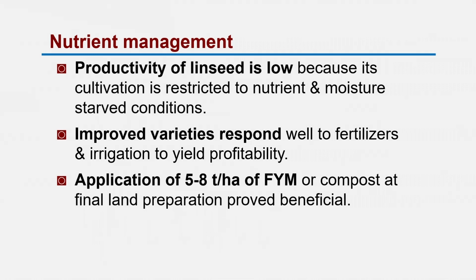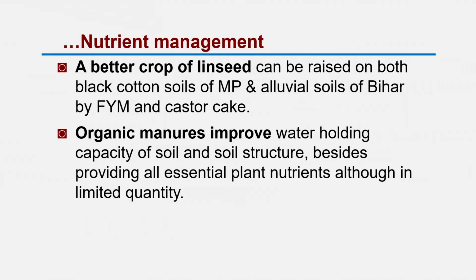We want higher yields, then we should take high yielding varieties that respond very well to fertilizer or nutrient application. Application of 5 to 8 tons per hectare of farmyard manure or compost at final land preparation proved beneficial. A better crop of linseed can be raised on both black cotton soils of Madhya Pradesh and alluvial soils of Bihar by farmyard manure and castor cake. Organic manures improve water holding capacity of soil and soil structure besides providing all essential plant nutrients. Thus, it is suggested to go for integrated management of nutrients, where we can combine organic manures such as farmyard manure or compost along with fertilizers.